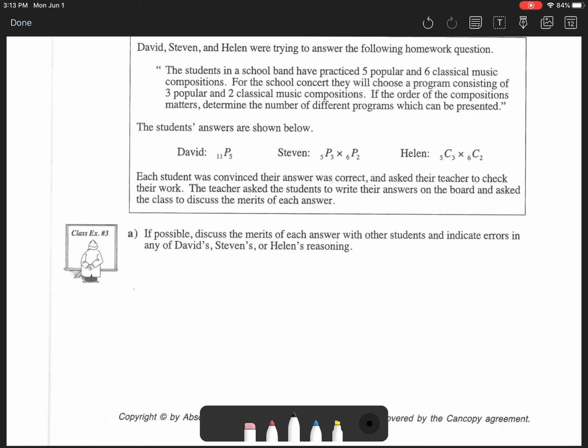Very quickly, I'll tell you that all 3 students are actually incorrect in the way that they went about trying to solve this problem.